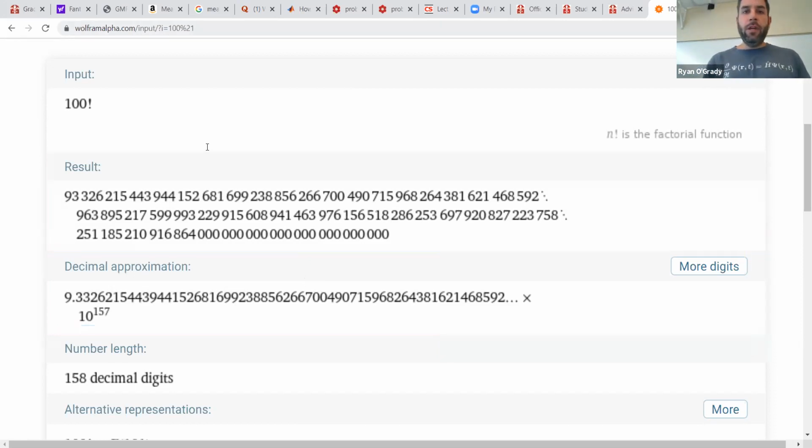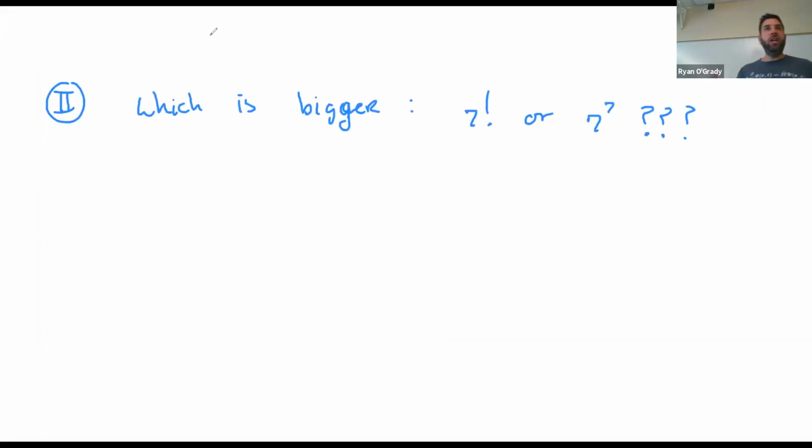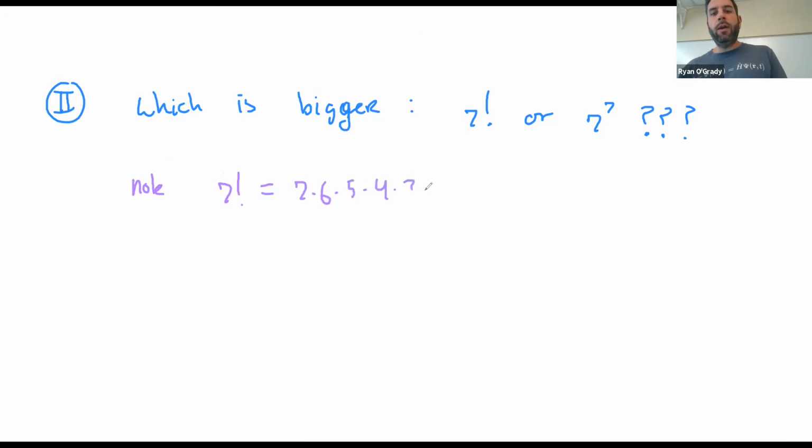So the fact of the matter is, if we go back to our problem here, the most efficient way to answer this question in general is to not go to a calculator, because a calculator might lie to us with big numbers. It doesn't mean to lie to us, but it might. So a more efficient way to answer it is: 7 factorial by definition is 7 times 6 times 5 times 4 times 3 times 2 times 1. And 7 to the 7th is 7 times 7 times 7 times 7 times 7 times 7 times 7.